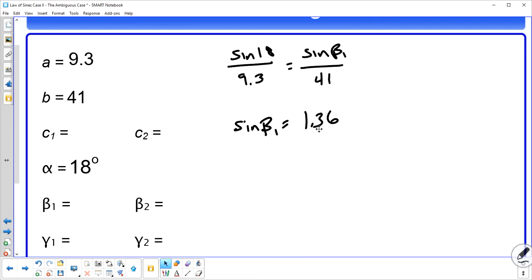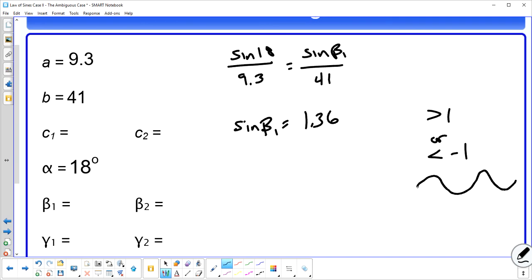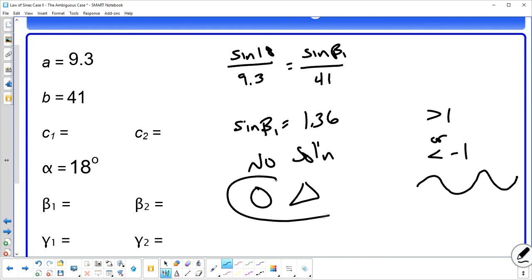1.36. Remember, we can never have a value here that is more than 1 or less than negative 1. Think about your graph. We oscillated up and down between 1 and negative 1. So any value that's more than 1 or less than negative 1 won't work. And in fact, if you tried to take sine inverse of 1.36, you would get that there is no solution. And therefore, a figure that has these given characteristics does not exist. And so you would have 0 triangles. You could say 0 triangles or no solution.